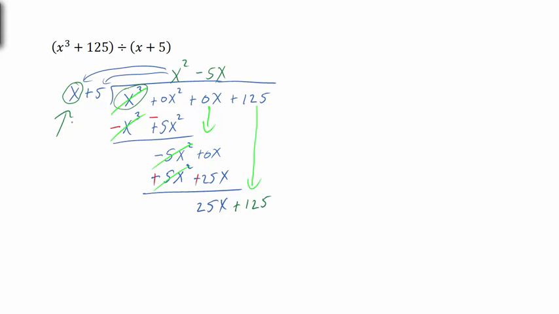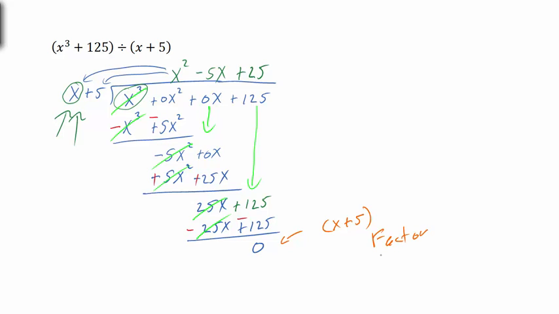And what do we multiply x by to get 25x? We need to multiply by a 25, so we add 25 here. So we get 25x, and then 25 times 5 is 125. And we're subtracting, so once again, we change the signs. And once again here, the first terms cancel, and 125, negative 125 also cancel. So again, we have a remainder of 0. So that also tells us that because of this remainder, that x plus 5 is a factor.